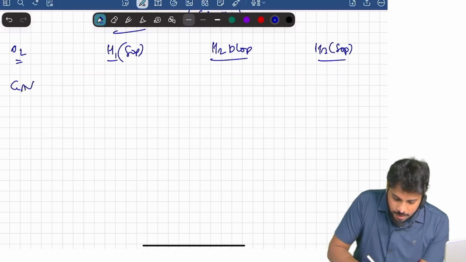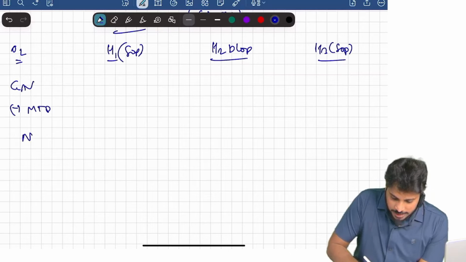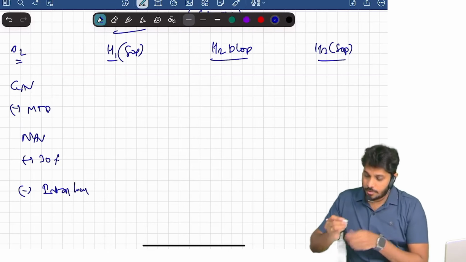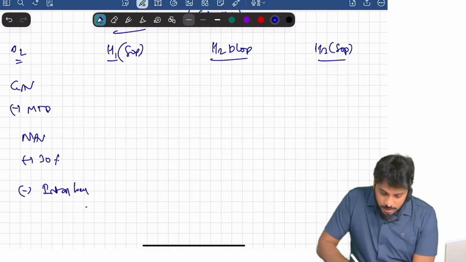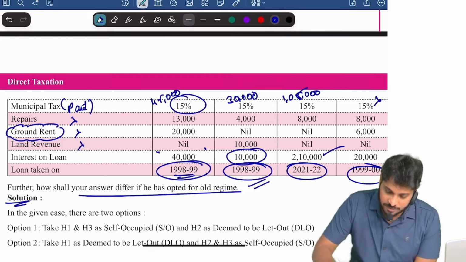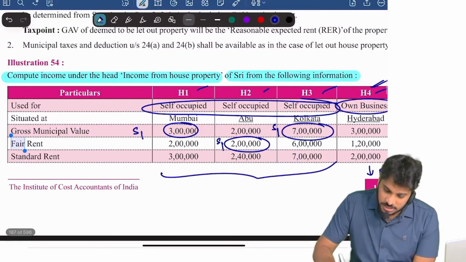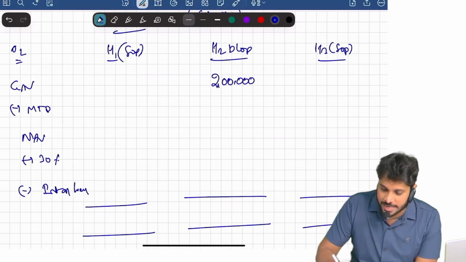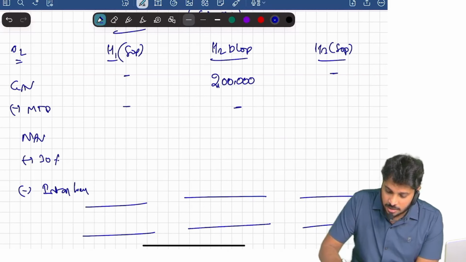Now again, gross annual value, municipal taxes paid, net annual value minus 30% minus interest on loan, correct? Yes, interest on loan. Now look at the answer. Okay, DLOP first I will compute for that. How much it is? 2 lakh. Okay, gross annual value is 2 lakh. For a deemed let out property, expected rent itself is gross annual value.